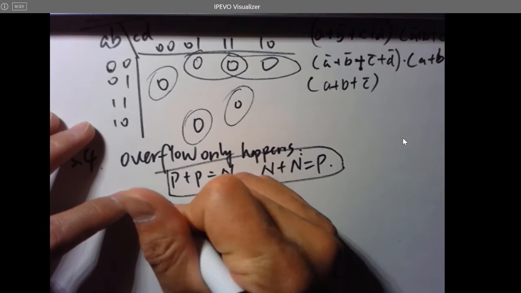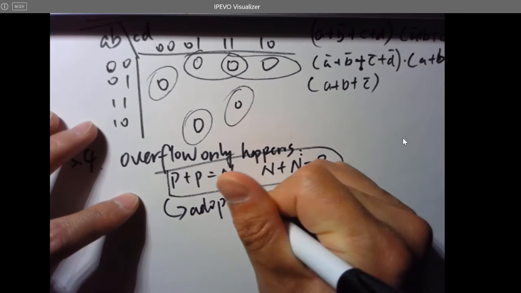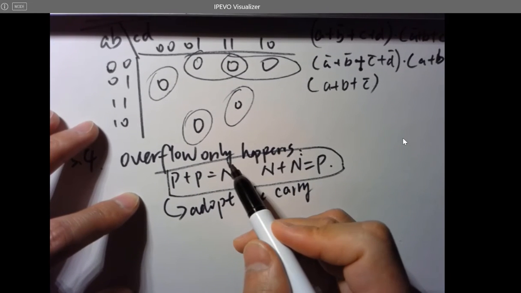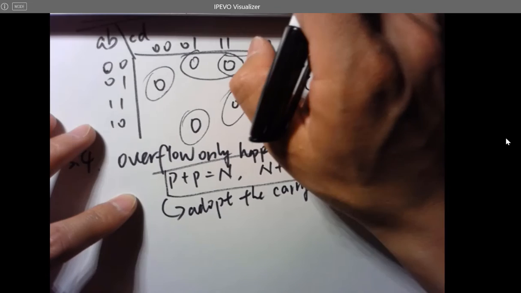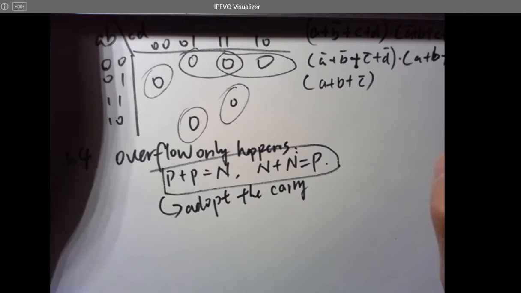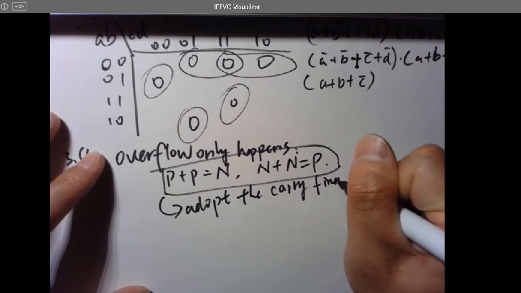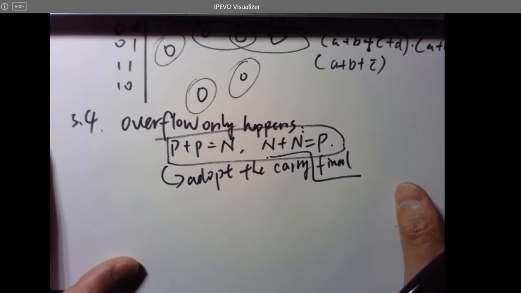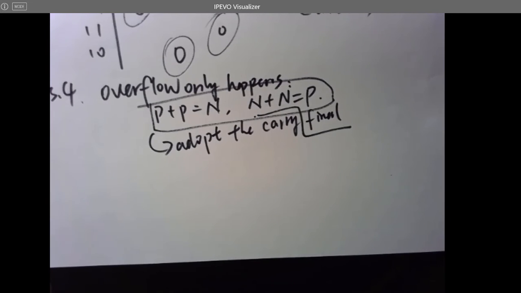Then what you want to do is adopt the carry. Because overflow happens, and the MSB carry makes sense since you don't have enough number of bits to represent the final result. You need more bits. That's why you want to adopt the final carry. So that's the purpose. You just want to let the computer know the carry makes sense. You want to adopt it. You don't want to drop it.